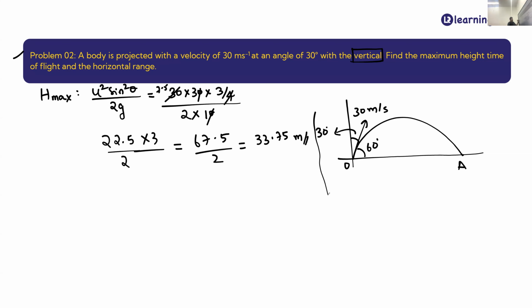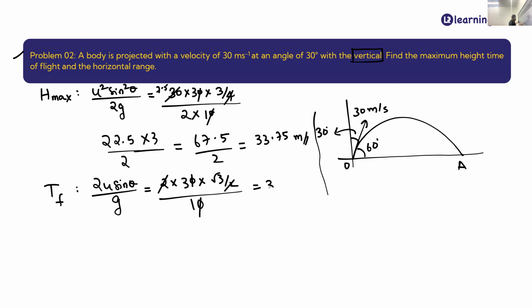Clear? Now, what about the time of flight? So time of flight is 2u sine theta, the whole divided by g. So how much is this going to be? 2 into u is 30 into sine theta. Sine theta is sine 60. That is going to be root 3 by 2. The whole divided by g value is 10. So this and this will get cancelled. 2 and 2 are gone. Answer will be 3 root 3 seconds.